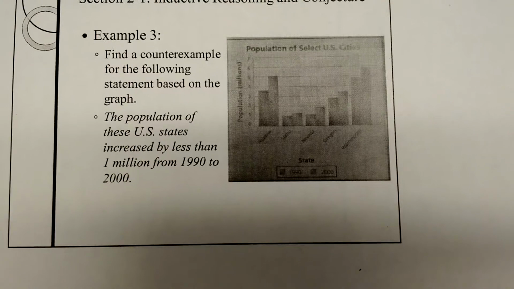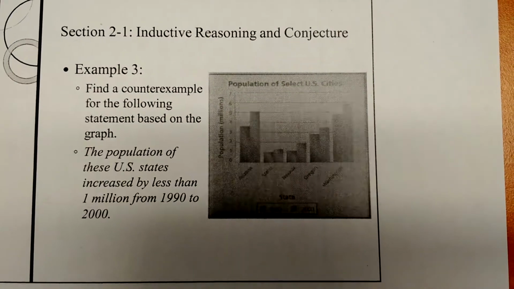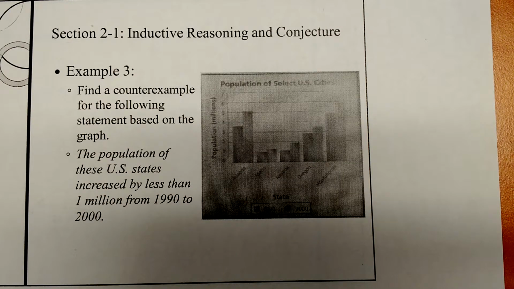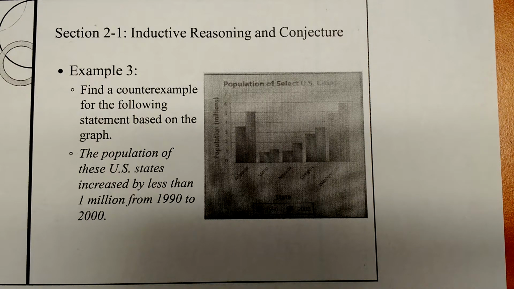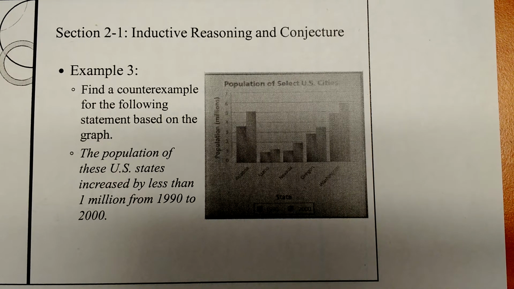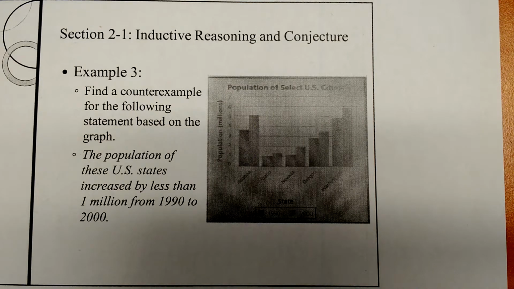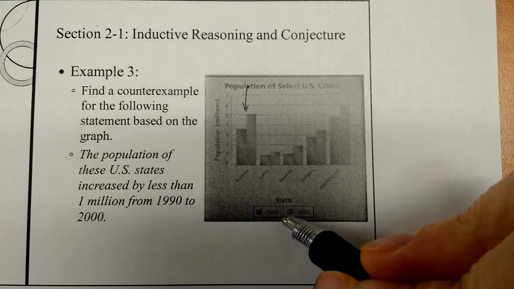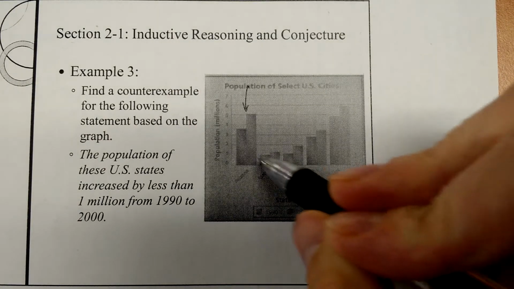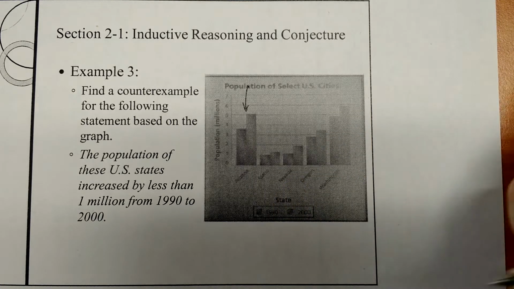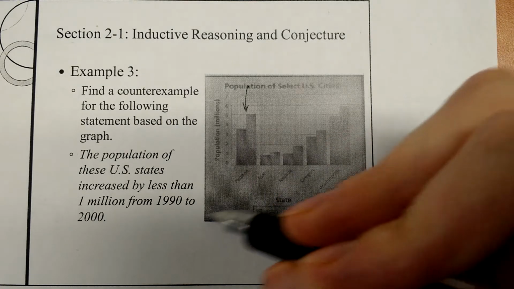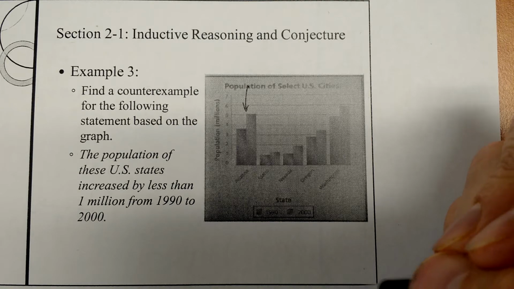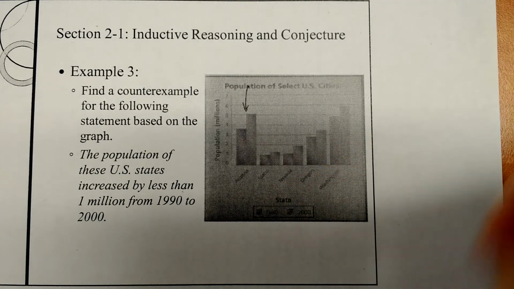So our last example: find a counterexample for the following statement based on the graph. The population of these U.S. states increased by less than 1 million from 1990 to 2000. So you need to find some example of a state whose population increased by more than 1 million. So for example, this one right here, it's kind of hard to read, but I believe that's Arizona. So Arizona's population increased by more than 1 million. So that is the counterexample to that statement. That's the end of the section.